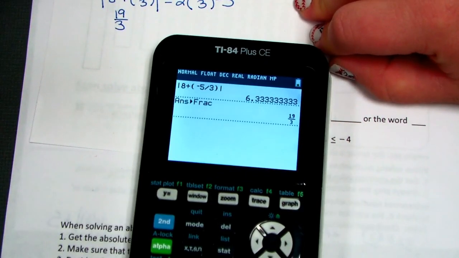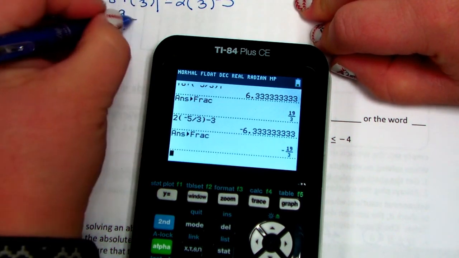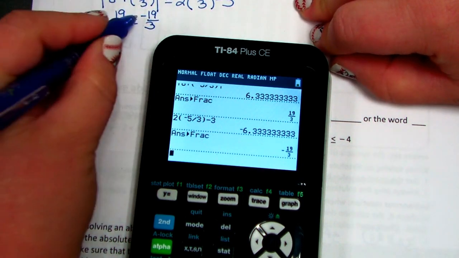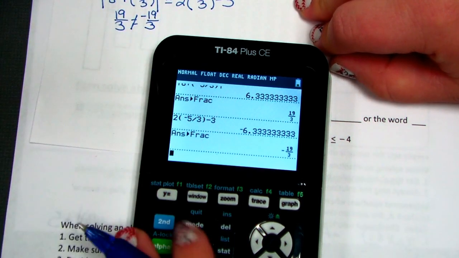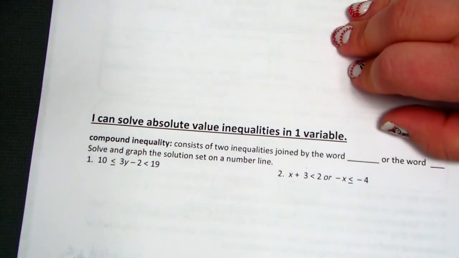Let's check the other side. 2 times parentheses negative 5/3 minus 3. And we can see that I did not quite get the same thing on both sides. One was positive and one was negative. This did not make a true statement, so this is not a solution.